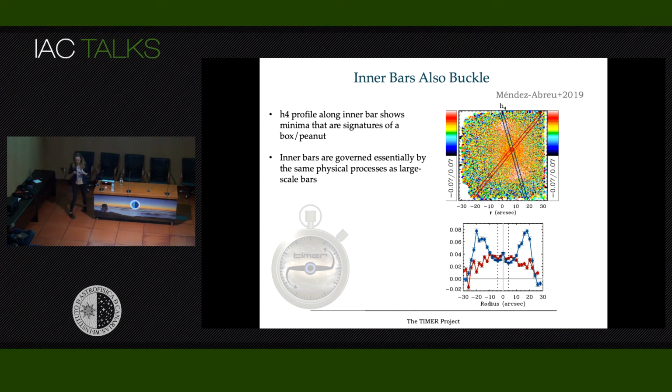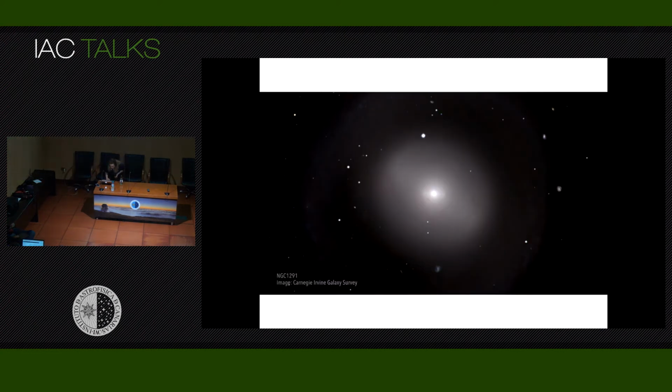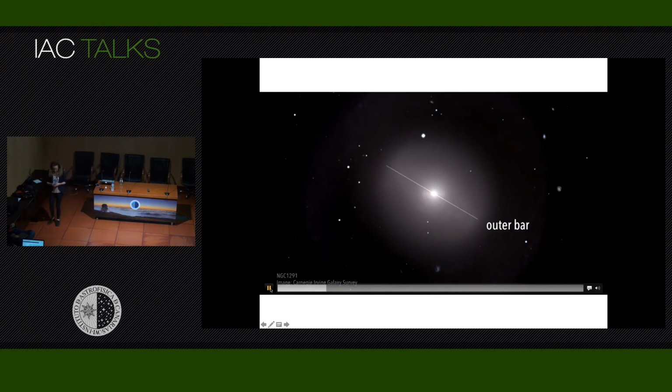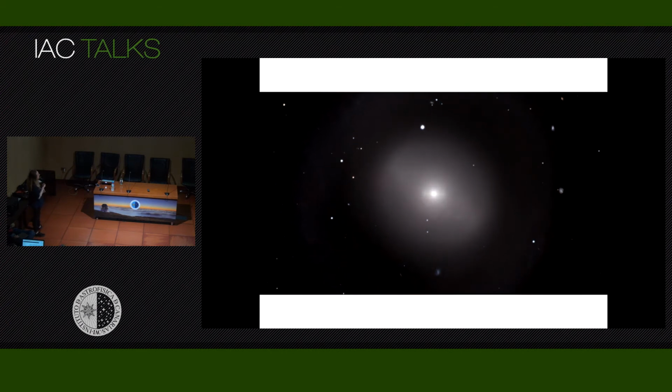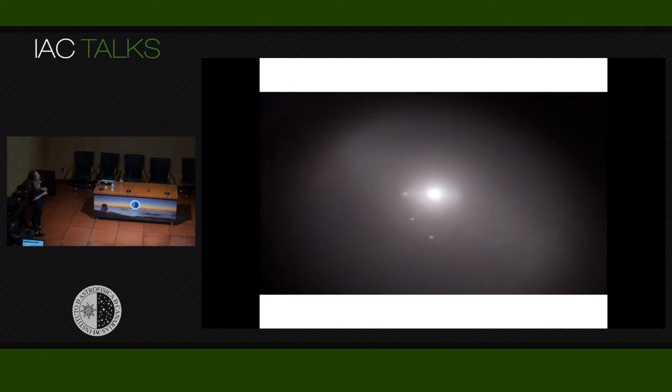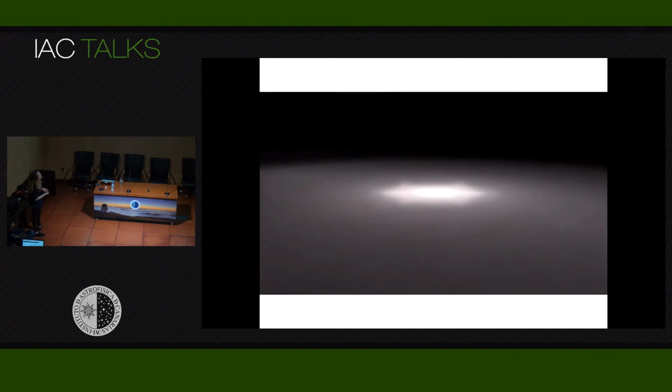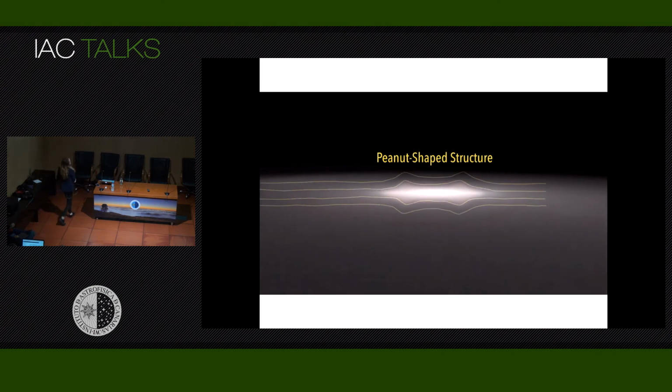bulges. I showed you at the beginning of the talk, with the simulations by De Battista, that you can distinguish a peanut bulge when you see it face on by a minimum in the h4 parameter, which are here. And yeah, he saw it clearly. They made a movie that I'm going to play. So the main bar, and the inner bar, which is also a peanut bulge, a tiny peanut bulge.